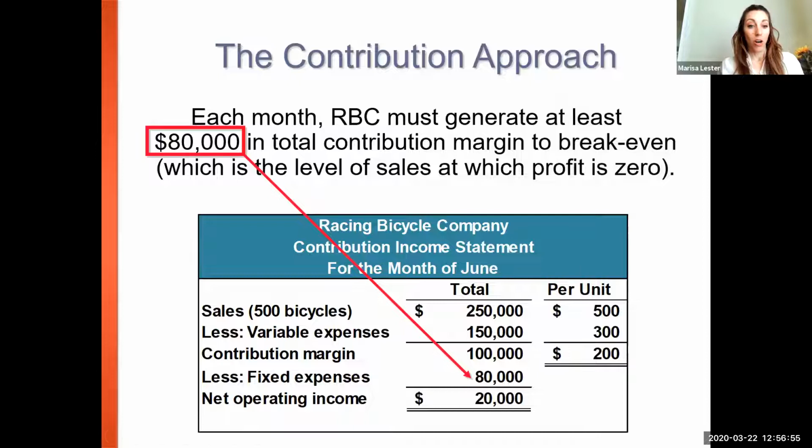So if I'm looking at RBC Racing Bicycle Company, it says that they need to generate at least $80,000 in contribution margin in order to break even, right? So if I have a contribution margin of $70,000, that won't be enough to cover my fixed expenses. I will end up with a loss. So anything above $80,000 is good news, depending on, of course, what your goals are.